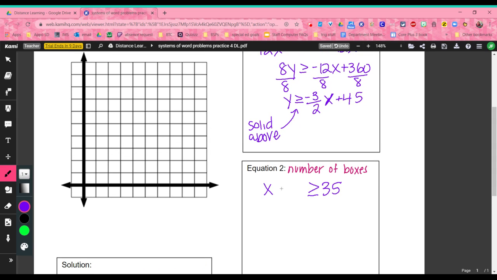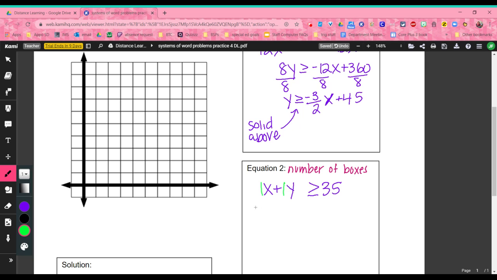I just have 1x plus 1y, or x plus y, whichever way you want to write it, because I only know about one small book and one large book, since I need the number of boxes. So I'm going to solve this one so I can graph it as well.